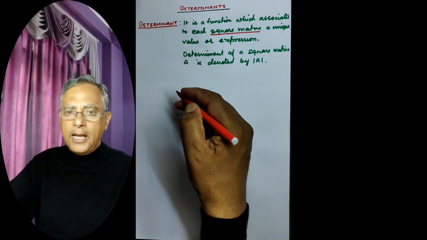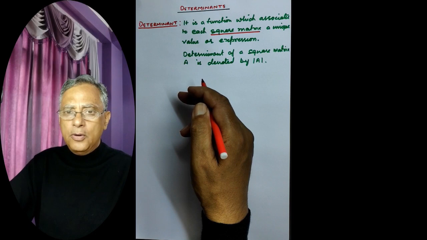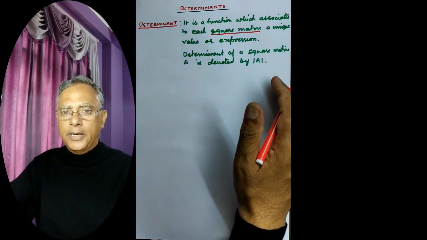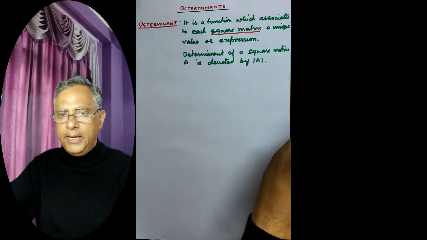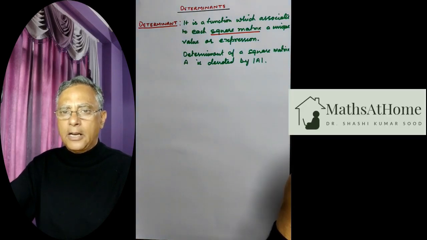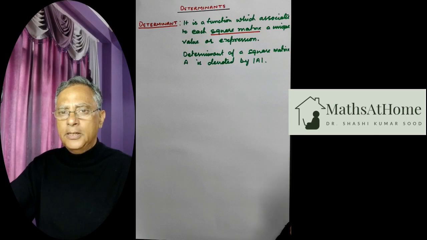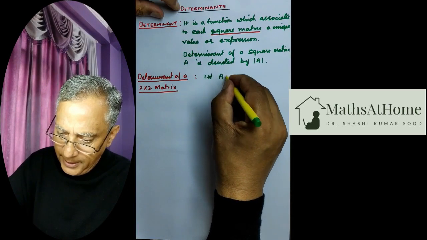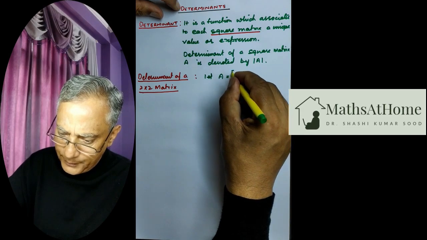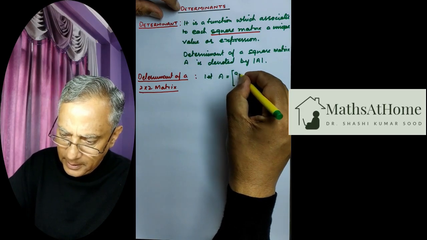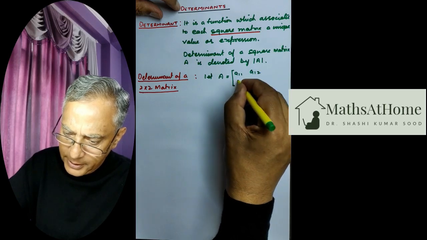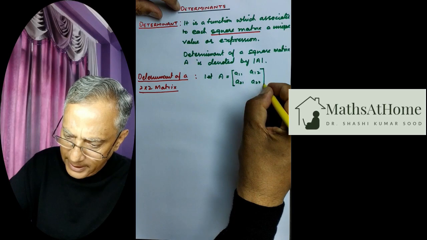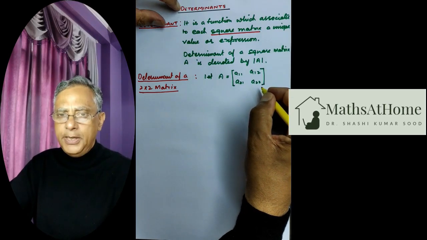First of all, I take up 2 cross 2 matrices. Then I will discuss for 3 cross 3 and then in general. So first of all, we discuss how to find determinant of a 2 cross 2 matrix. Let A be equal to A11, A12, A21, A22. That is a general matrix of order 2 cross 2.